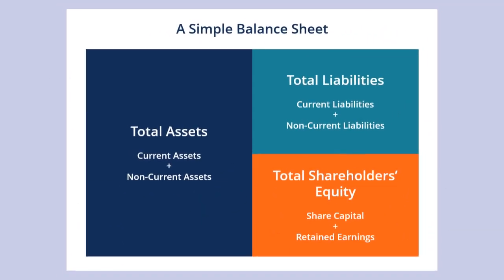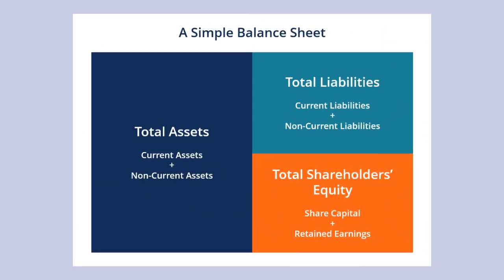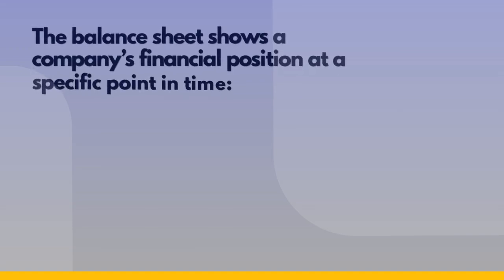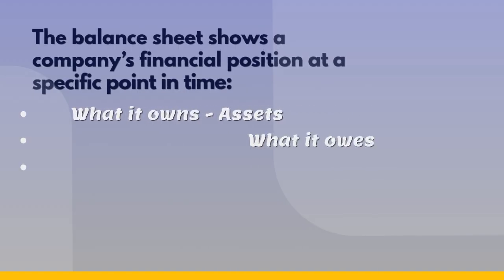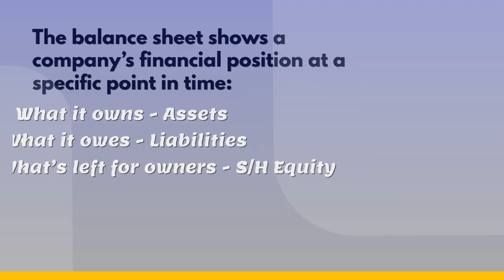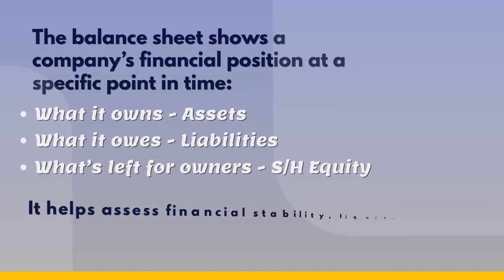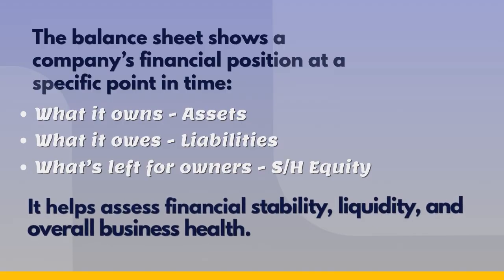This graphic shows a side-by-side balance sheet. It illustrates the accounting equation and all of its components and summarizes nicely all the accounts we've talked about so far. The balance sheet shows us a company's financial position at a specific point in time, what it owns, assets, what it owes, liabilities, and what's left for owners, stockholders' equity. It helps assess financial stability, liquidity, and overall business health.